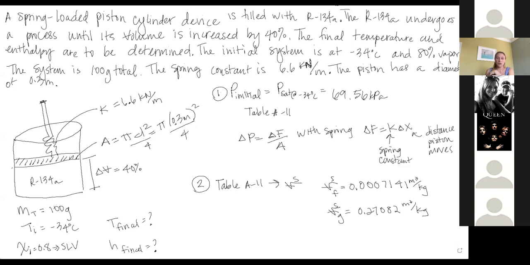All right. So we know that our specific volume of the fluid, saturated liquid, is 0.0007141 cubic meter per kilogram. And we know that the saturated vapor specific volume is going to be 0.27082 cubic meter per kilogram. I'm just copying that from the last page.